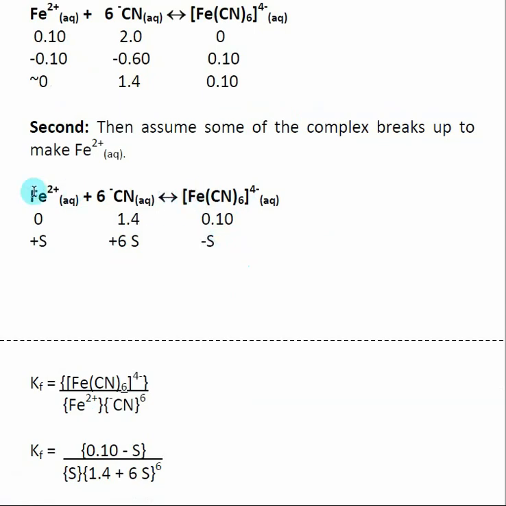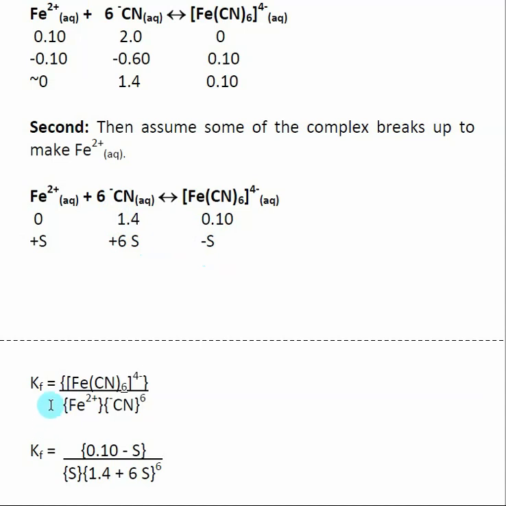It's a 1-to-1 mole ratio. So if we break up S amount of our complex, we're going to form S amount of our Fe2+. There's a 1-to-6 mole ratio between our complex and the cyanide anion. If we break up S amount of our complex, we're going to make 6S of our cyanide.